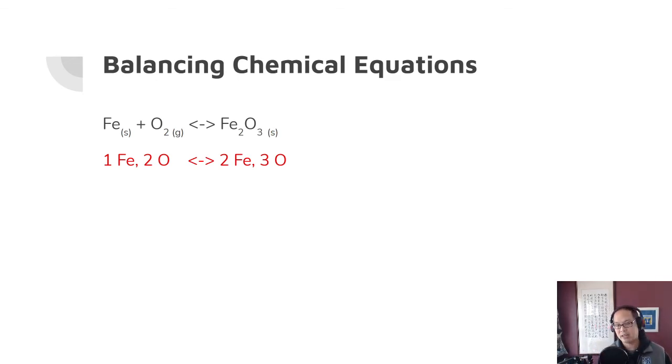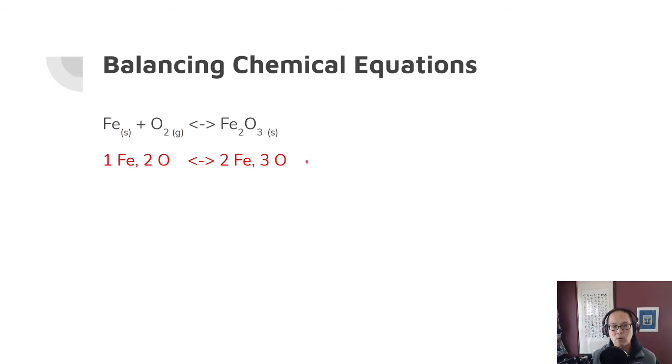What you're going to do is count how many of each atom you have on each side. Right now I have one Fe and two O's on my reactant side on the left here. And I have two Fe's and three O's on the product side here, because Fe2 means I have two Fe's, O3 means I have three O's.